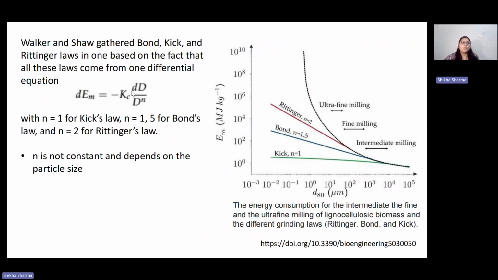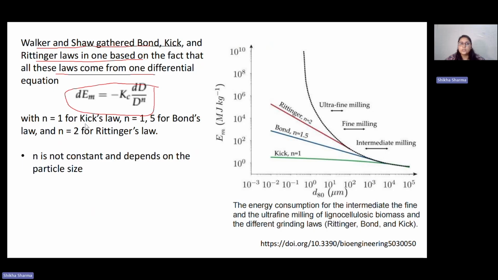Okay, so basically these are the three different laws: Rittinger's law, Bond's law, and Kick's law, when we are discussing the reduction of particle size and how much energy is required to do so. Walker and Shaw basically gathered Bond's law, Kick's law, and Rittinger's law into one, based on the fact that these laws come from one differential equation. So this is the common equation for these laws.